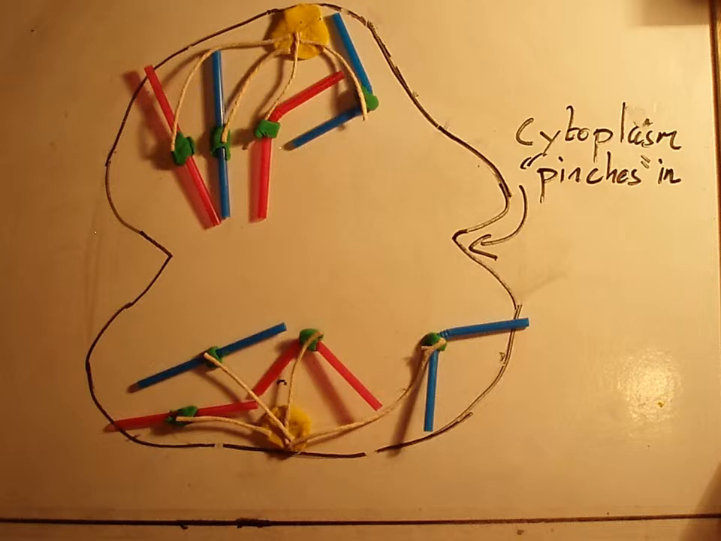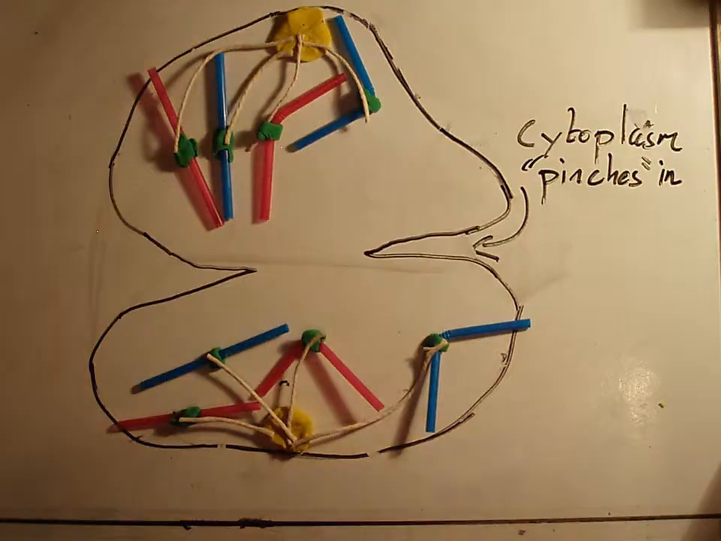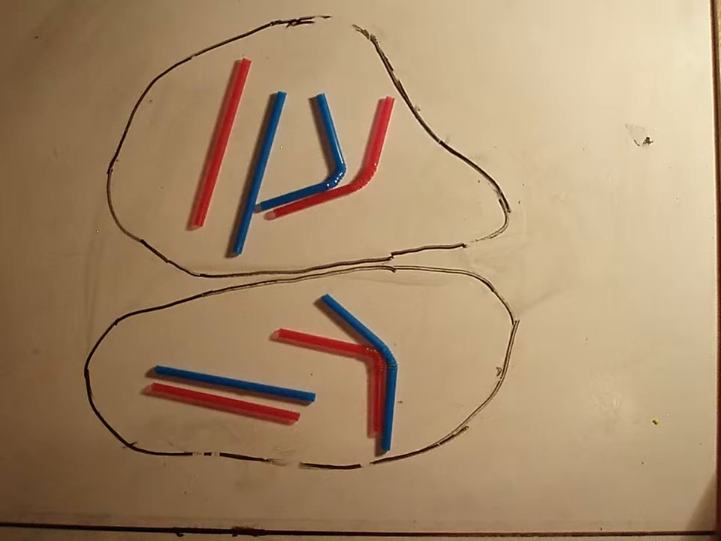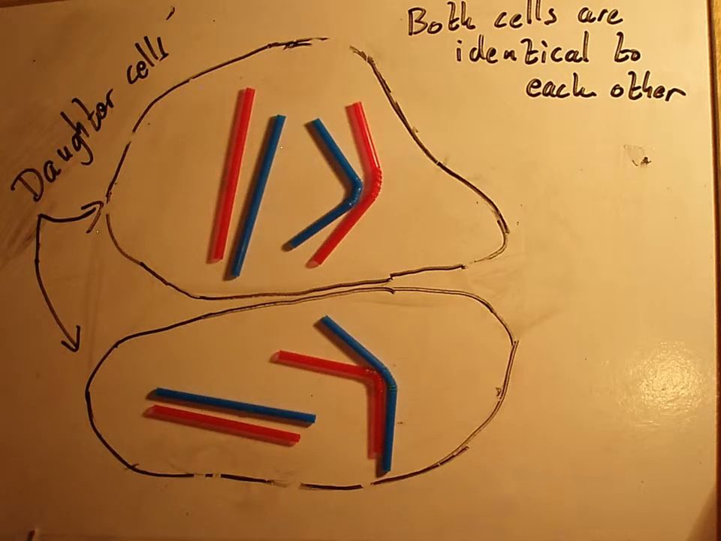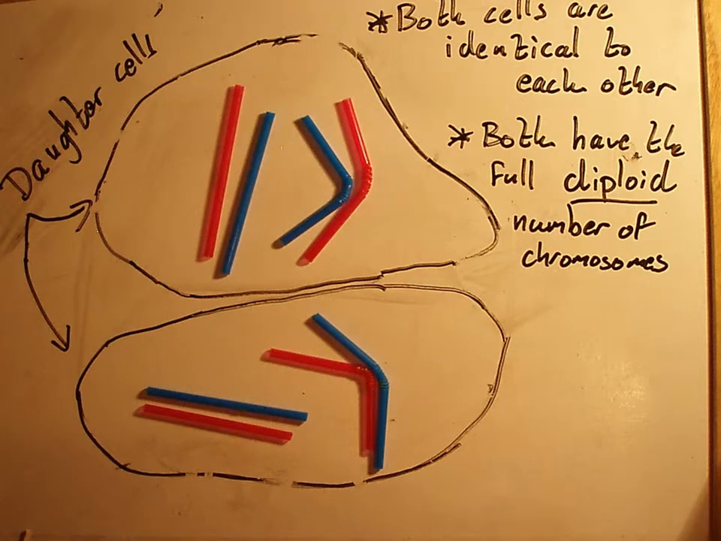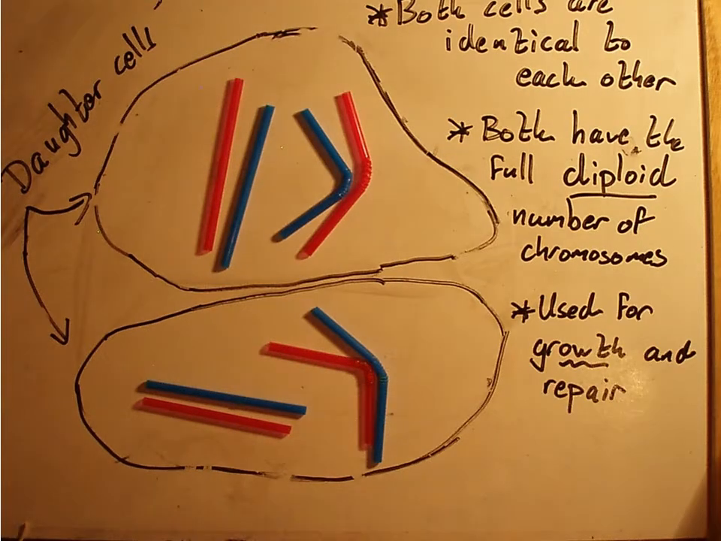Next, the cytoplasm pinches in along the equator and keeps pinching in until the 2 pinches meet, and now you've got 2 separate cells, each of which have the full set of DNA that you started with and are genetically identical to both each other and the parent. Another name for these are daughter cells. Both of the daughter cells have the full diploid number of chromosomes, as in they've got the full set of genetic information.